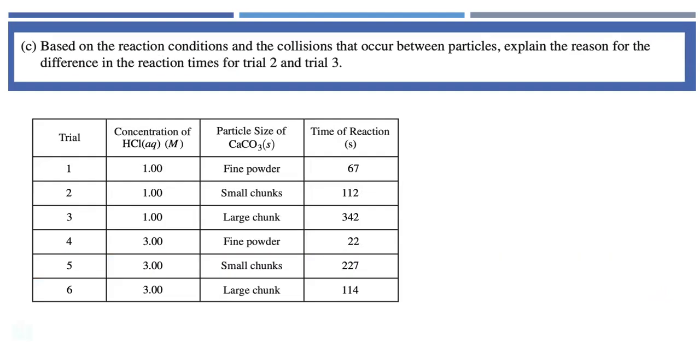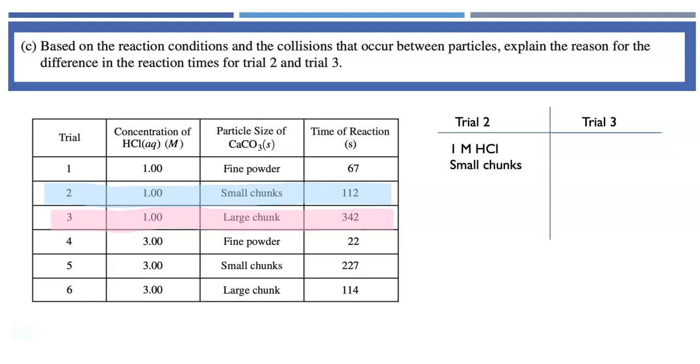Based on the reaction conditions and the collisions that occur between particles, explain the reason for the difference in the reaction times for trial 2 and trial 3. Now, I kind of hinted at this on my previous slide. If we're looking at trial 2 versus trial 3, they're both 1 molar hydrochloric acid, but I'm going from small chunks or small pieces to a large piece. So I thought a little T-chart here might be helpful to help me compare the two trials. Trial 2 has 1 molar HCl and small chunks, whereas trial 3 has 1 molar HCl and a large chunk.